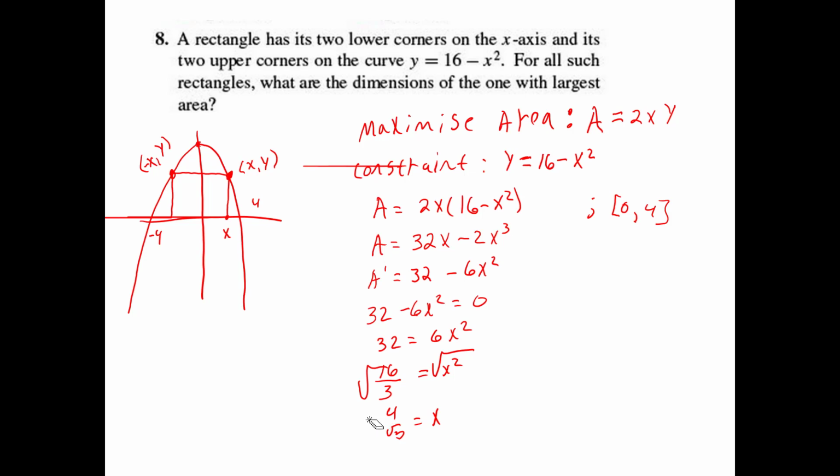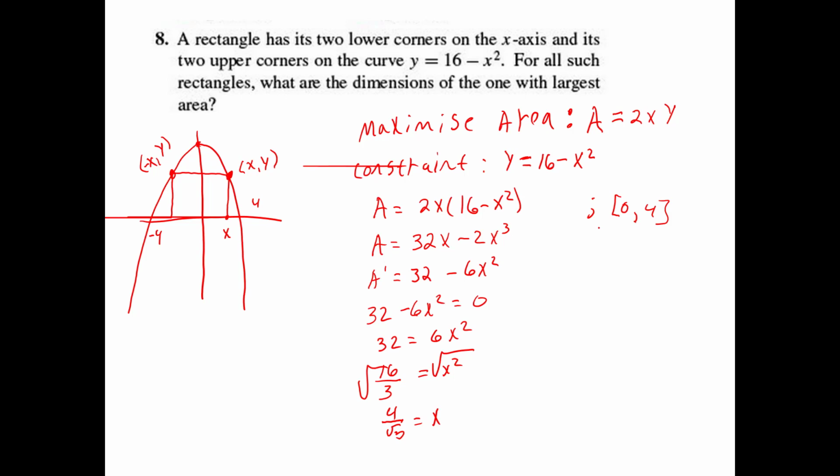Again, because at the endpoints you get 0, this has to be your absolute max. Your absolute min is 0 that you get at the endpoints, right? So we're just going to go ahead and leave that alone. I'm not going to make the table.